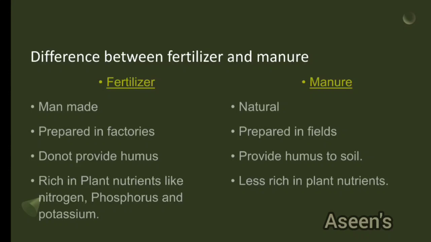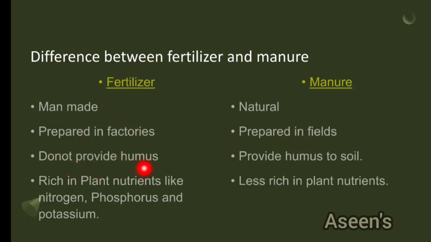Now let's talk about the difference between fertilizer and manure. This is very much important. Since we have already established what fertilizers are and what manure is, now let's just understand the differences between the two point wise. So fertilizers, as discussed, are man-made, completely artificial, whereas manure is natural. Since they are man-made, fertilizers are prepared in factories, whereas manures are prepared in fields in large pits.